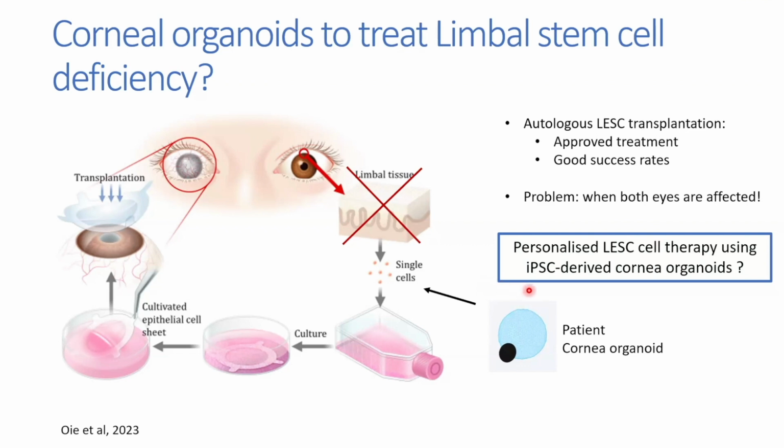And we would extract the limbal stem cells from the cornea organoids, grow them the same way on this scaffolding, and then put them back in the patient. So this is the biggest goal, right? Where we would have a personalized limbal stem cell therapy using these cornea organoids.